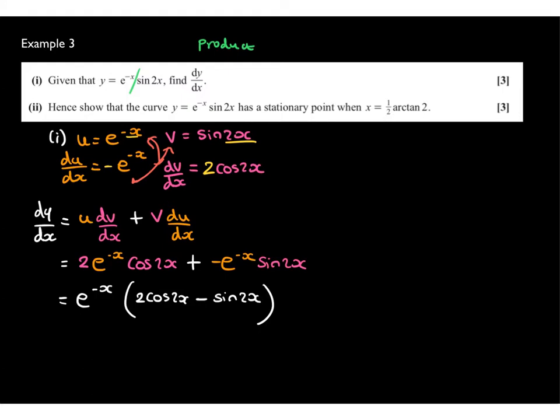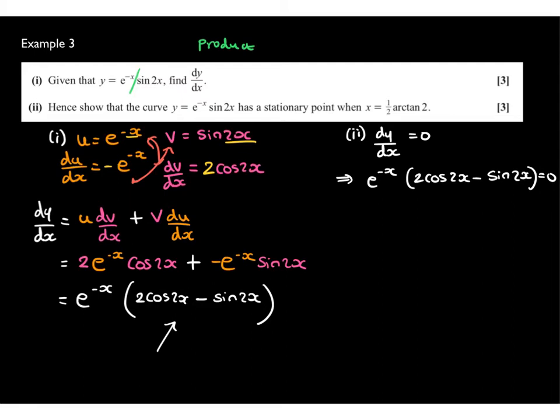Now, hence show that the curve has a stationary point when x is equal to a half arctan 2. Now, there are two techniques we could use. We could substitute the x value into this and show that we get a gradient of 0. I think that would be a more complicated way forward because substituting in an arctan 2, unless we convert it to a decimal, makes things a little bit trickier. So I'm going to say we know at any stationary points dy by dx is equal to 0. So that gives me e to the negative x, 2 cos 2x minus sine 2x equals 0.